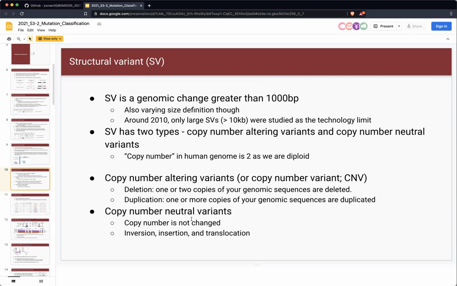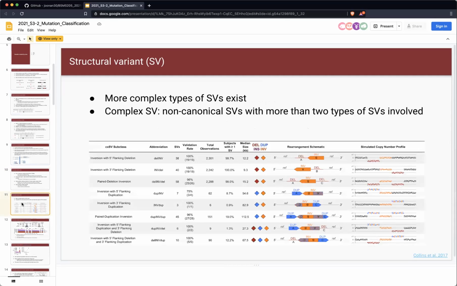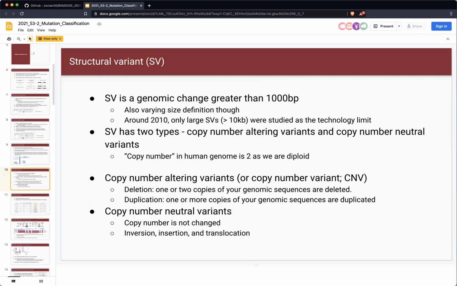The copy number neutral variant is the one not changing any copy number status, and it includes the inversion, insertion, and translocation types. And we have more complex types of structural variation, right? This is the combination of more than two types of structural variants. The ones we covered here, I mean, we can call canonical structural variation.